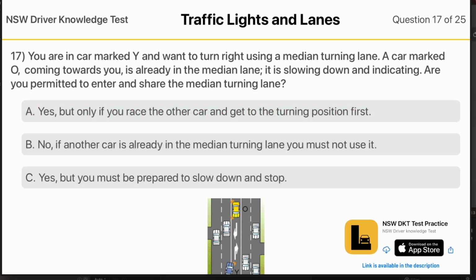You are in car marked Y and want to turn right using a median turning lane. A car marked O, coming towards you, is already in the median lane. It is slowing down and indicating. Are you permitted to enter and share the median turning lane? Yes, but only if you race the other car and get to the turning position first. No, if another car is already in the median turning lane, you must not use it. Yes, but you must be prepared to slow down and stop.